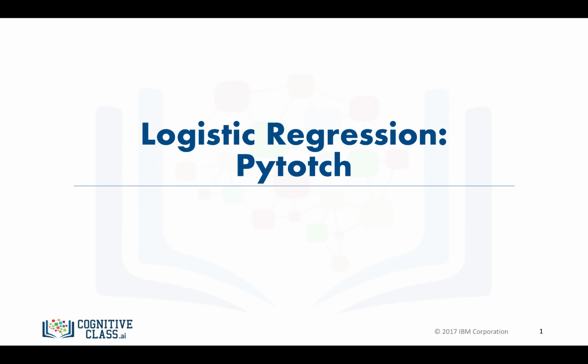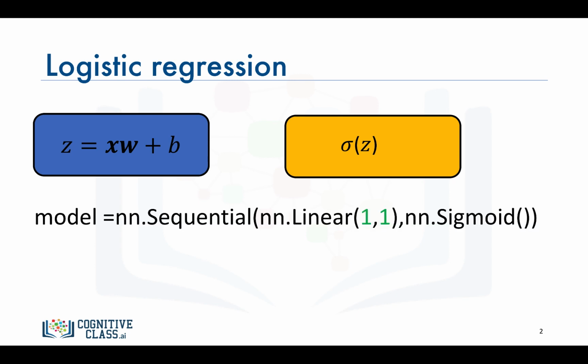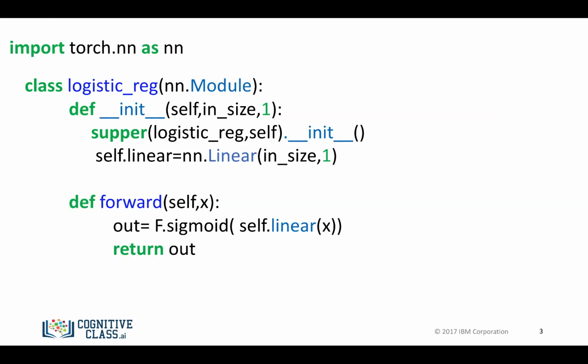In this video, we'll do logistic regression in PyTorch. We can create a logistic regression object using the sequential method. In this case, we'll have a one-dimensional output and a one-dimensional input. Or we can create our own custom module. The output is always 1, and the input size depends on the input of your feature dimension.